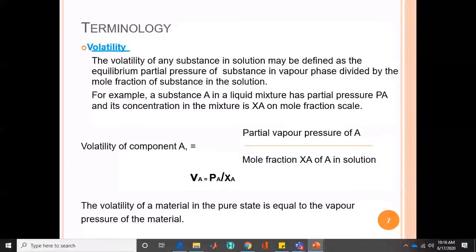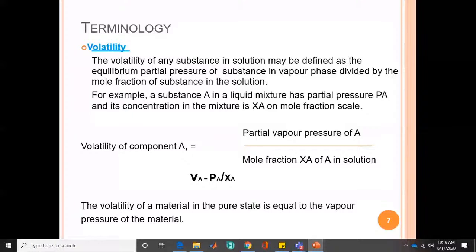So if it has a higher number in vapor pressure, or you can say partial pressure, it means it will have higher volatility, because volatility depends totally on the partial pressure of that component. And that partial pressure is coming from where? Definitely from the vapor pressures. So we can call it the partial vapor pressure. So the formula can be the partial vapor pressure of component A divided by the mole fraction of component A in that solution. Right. So this is how we can calculate the volatility of any substance.